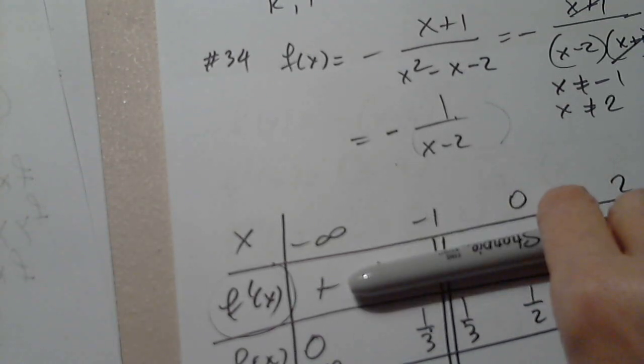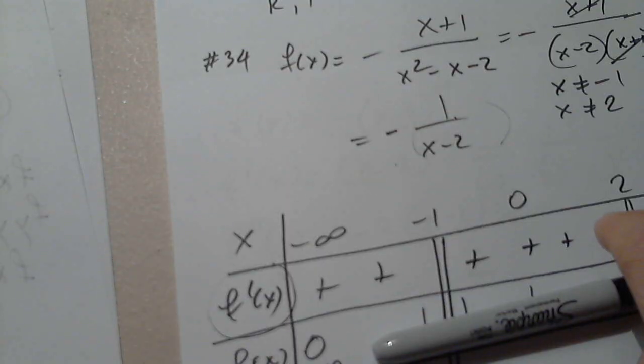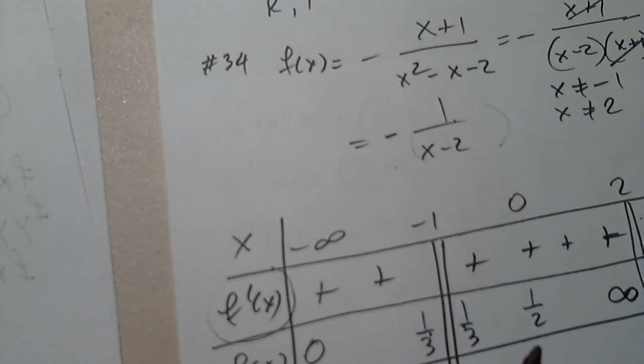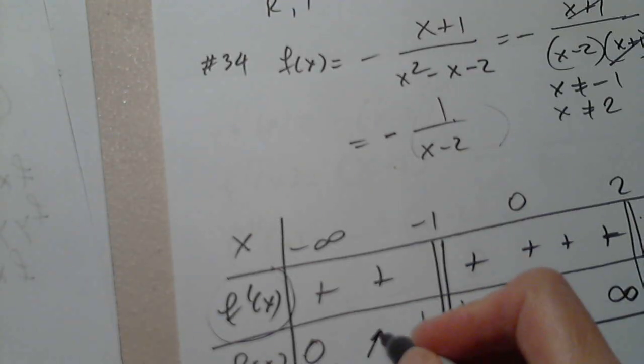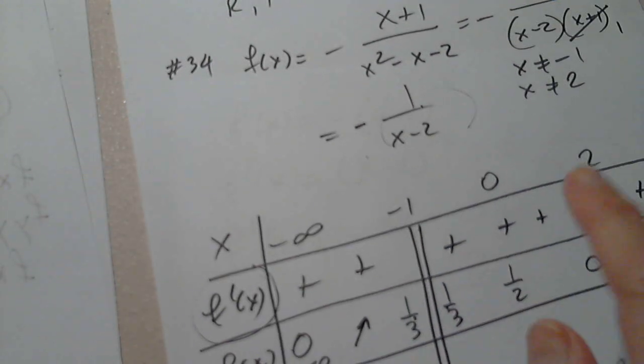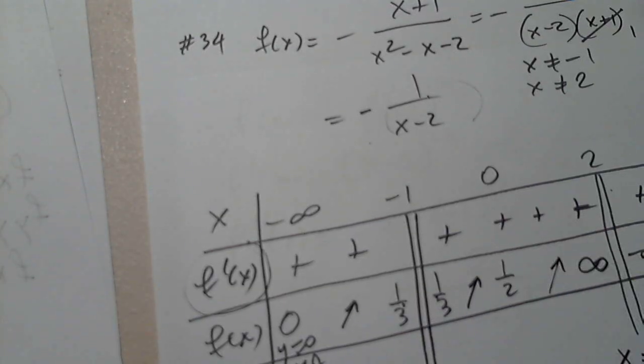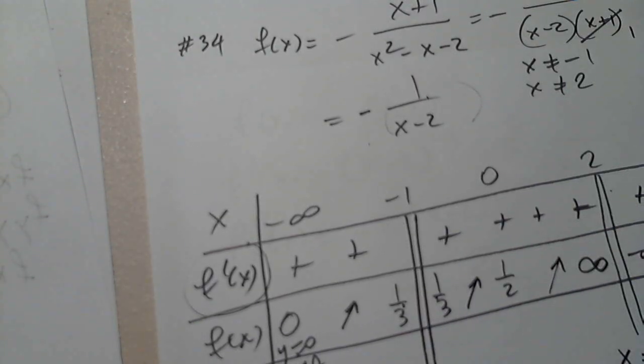Remember that this row has to work with this row. If they don't, something is wrong. 0 to 1/3, yes, it's increasing, that's correct. From 1/3 to 1/2, yes, that's correct. From 1/2 to infinity, yes, it's also increasing. From negative infinity to 0, yes, it's also increasing.